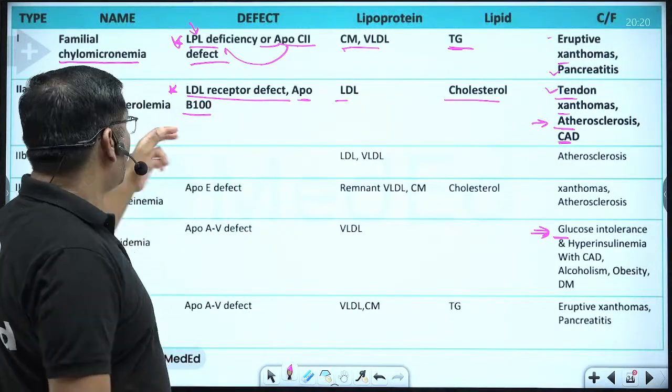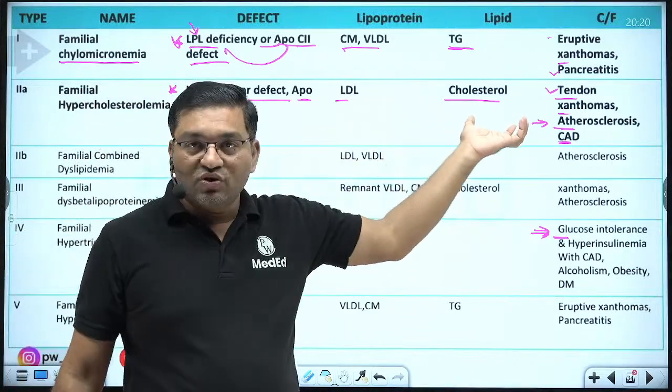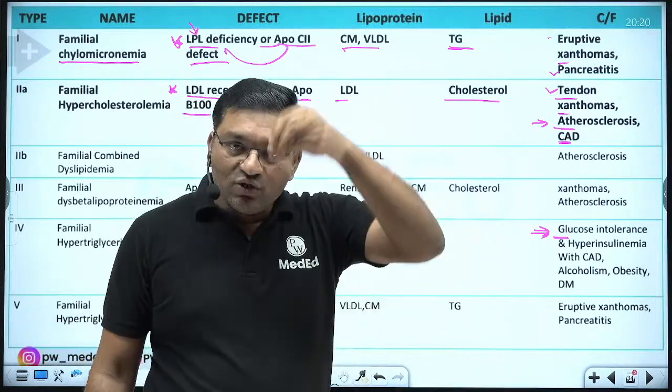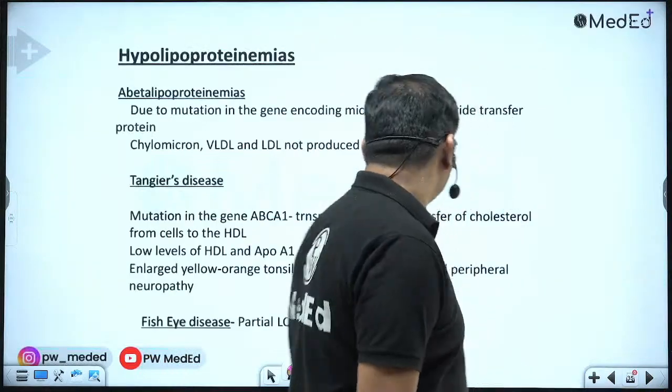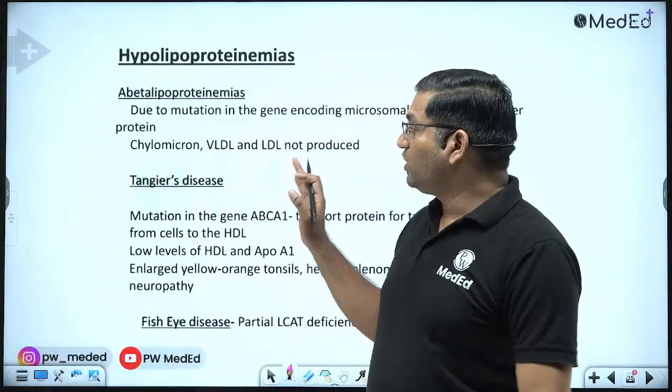While in the familial hypercholesterolemia, there is increased LDL, there is increase in the cholesterol level, there is tendon xanthomas, and we will give the statins to reduce the cholesterol level. And hypolipoproteinemia. In hypolipoproteinemia, what is important?